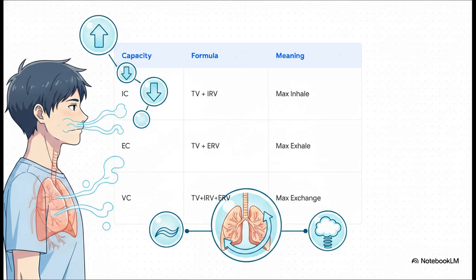But the most crucial calculation of all is your vital capacity. By adding your tidal volume, your inspiratory reserve, and your expiratory reserve together, we find the absolute maximum limit of air that you can actively manipulate and exchange in a single, massive, forceful breath.